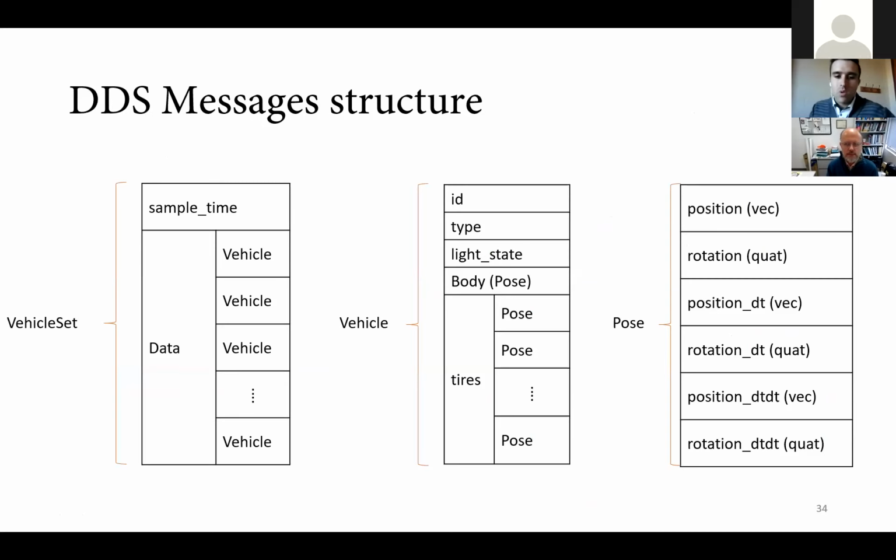This is the message that we send to and receive from Iowa, which is called vehicle set. It has a clock called sample time, and an array of data, one of which is called vehicle type. The vehicle message carries an ID, which is an increasing number. Type, because we can have different types of vehicles, for example the sedan or stuff like that. Light state, we did not use. Body and a set of tires, each with a pose. Poses are again another custom message that defines position, rotation, and their derivatives.